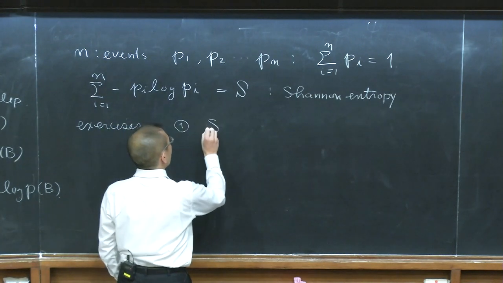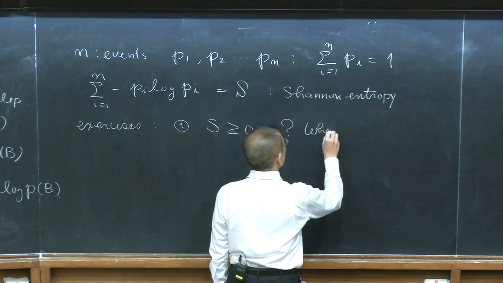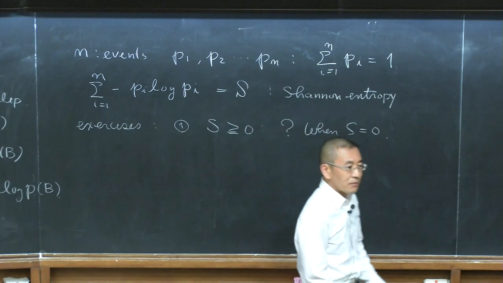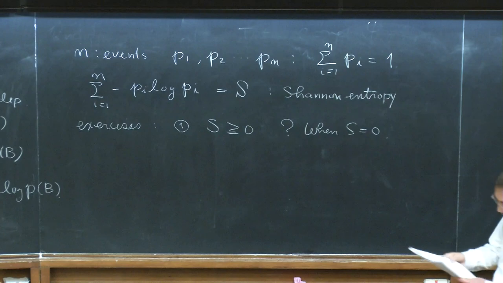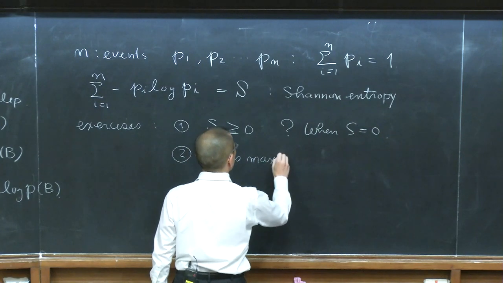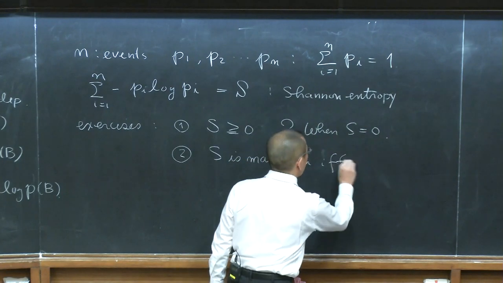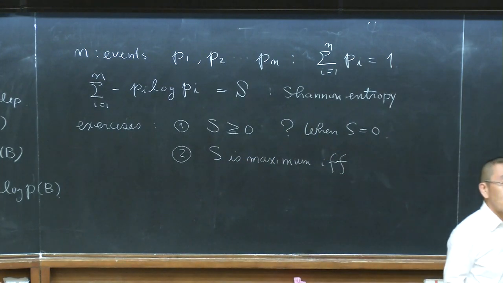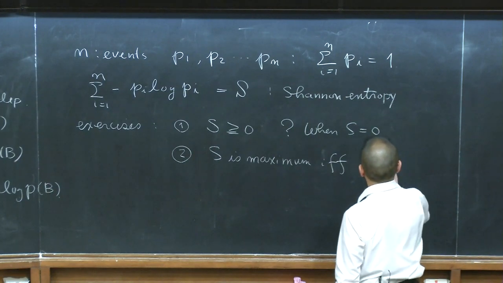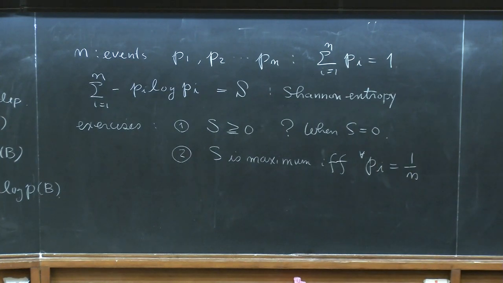Both are very simple and algebraic. The first is to show that S is, of course, not negative. And the question is when S is going to be 0. So that's the first question. The second question is that S is maximum if, and only if, all the events happen with equal probability, namely that p_i is 1 over n for all i. Okay? So these are simple algebraic exercises that I ask you to try doing.